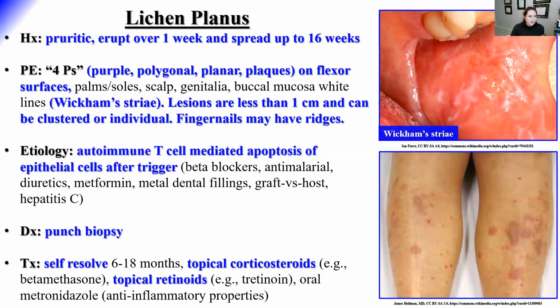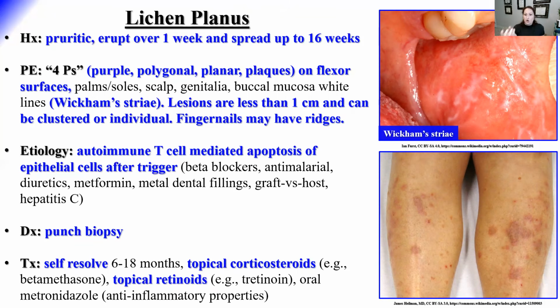Lichen planus. This is the 4 Ps of lichen planus. This is a pruritic lesion that erupts over about 1 week and it continues to spread for about 16 weeks. So the 4 Ps of this one: purple, polygonal, planar, plaques. And this is usually on our flexor surfaces. It can also affect the palms, the soles, the scalp, the genitalia, and the buccal mucosa.